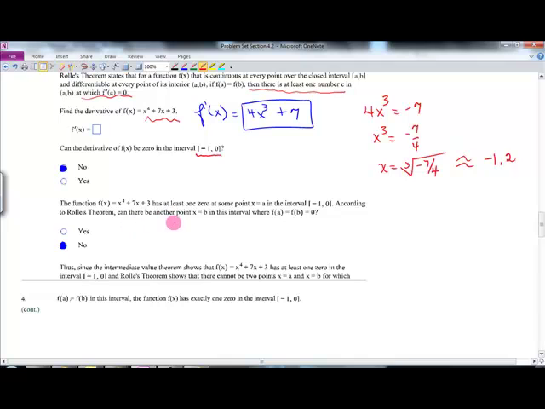According to Rolle's theorem, can there be another one? No, since we can't get f of a equal to f of b equal to 0, since we don't have that, we know there's only going to be one number. So those two would both be a no.